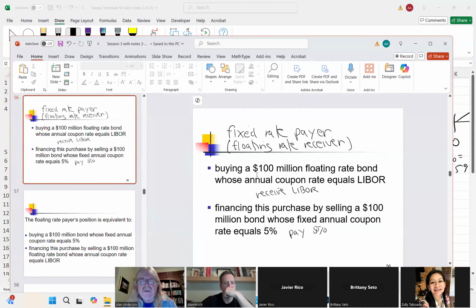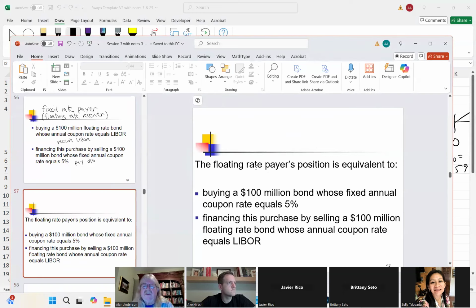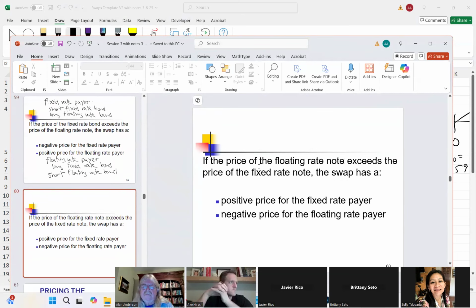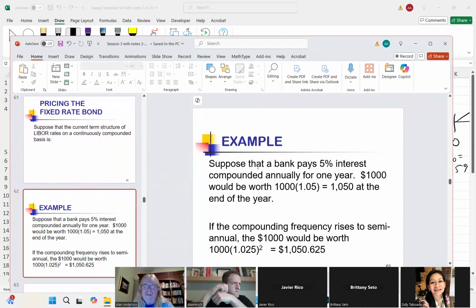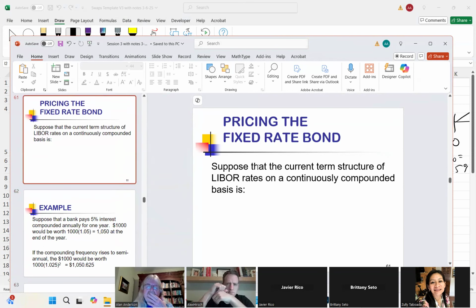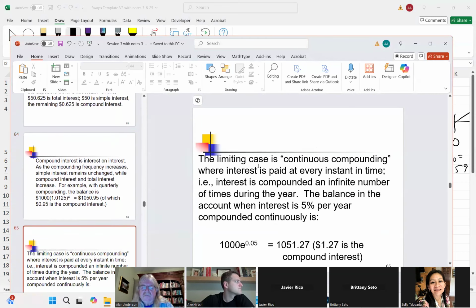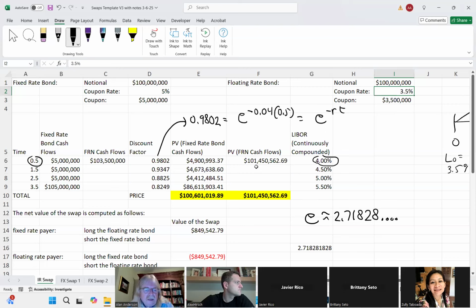So the swap we're about to enter into, if you're the fixed rate payer, it's equivalent to buying the floating rate bond and selling the fixed rate bond. If you're the floating rate payer, the fixed rate receiver, it's the other way around. So let's say that LIBOR of the next years is, let's see, I think I have it here somewhere. There it is. 4, 4.5, 5, and 5.5.